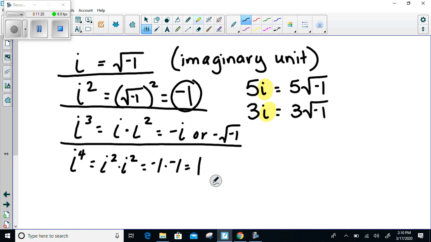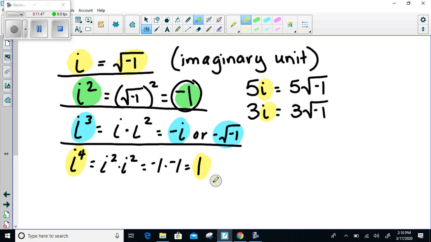So when you take a look at all the different things that are up here, you can begin to see the varying things in the relationships. i is the square root of -1. i squared is equal to -1. i cubed is equal to -i, or again, the negative square root of -1. And then finally, i to the 4th power is just equal to 1.